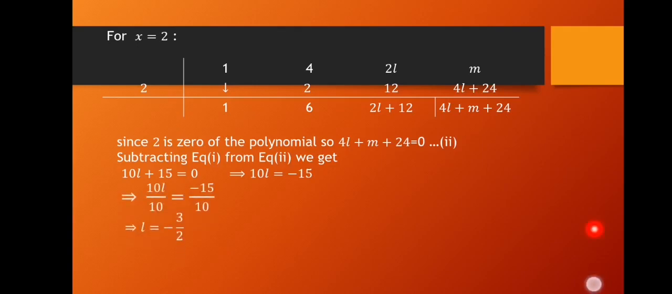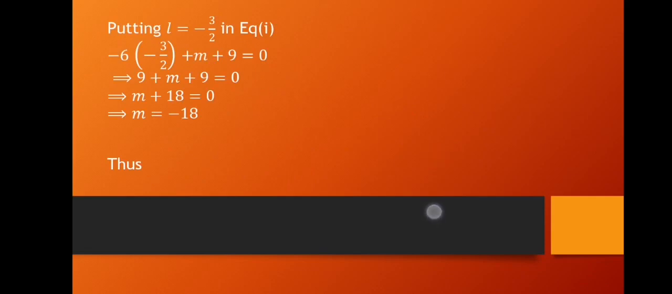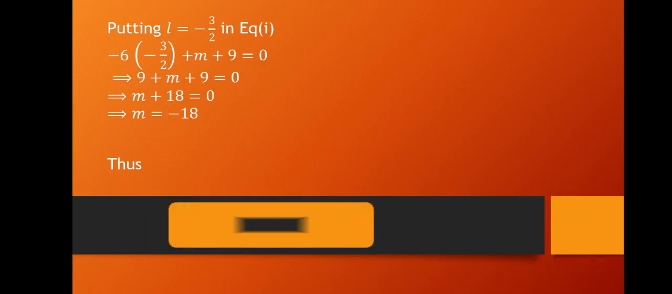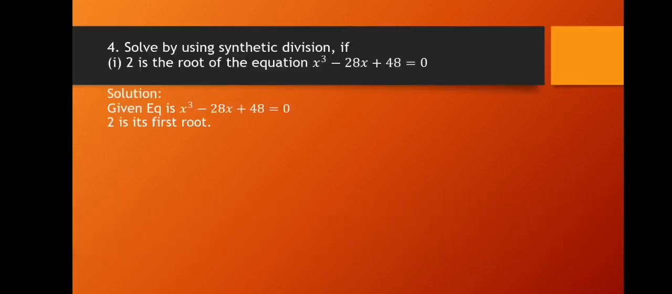Now, next is the turn of finding out the value of m. For this we will put L is equal to minus 3 by 2 in equation number 1, which will give us minus 6 into minus 3 by 2 plus m plus 9 is equal to 0. Further addition and subtraction will give us m is equal to minus 18. Thus, the values are L is equal to minus 3 divided by 2 and m is equal to minus 18.